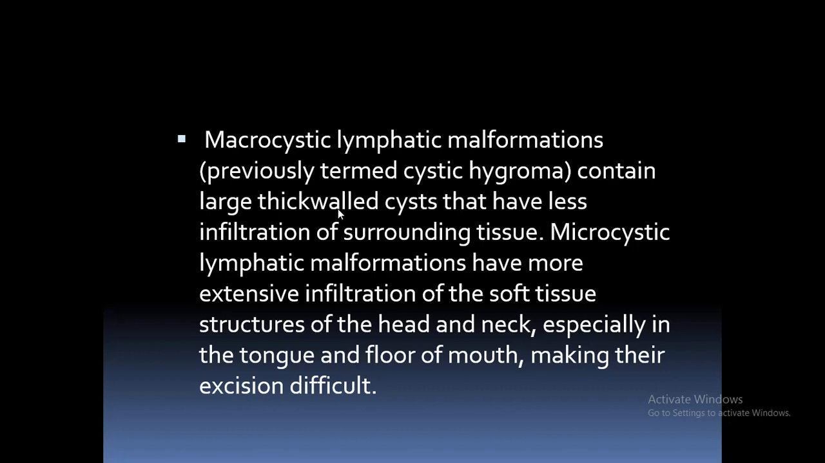They present as macrocystic lymphatic malformations, which we call cystic hygroma, and microcystic lymphatic malformations, which are more extensive infiltrations of the soft tissue structures of the head and neck, especially in the tongue and the floor of mouth, and that's why the excision of microcystic lymphatic malformations is difficult.